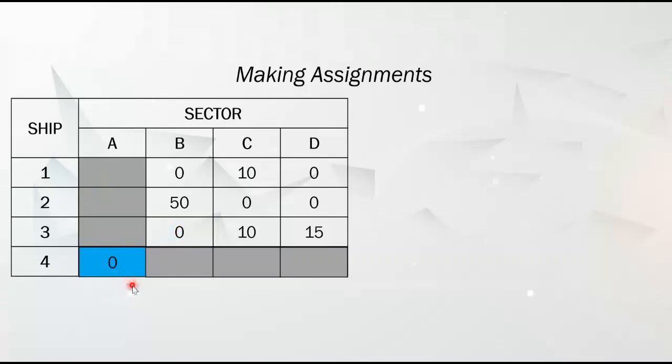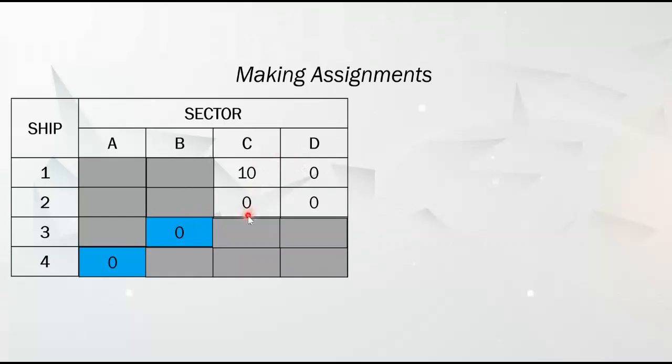Next, we now have these vacant available squares or cells. So row 3 does have only one zero. So that means we can assign that to sector B, and the rest of the rows and columns in that cell will be eliminated.